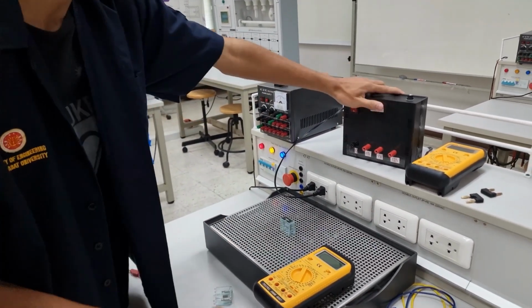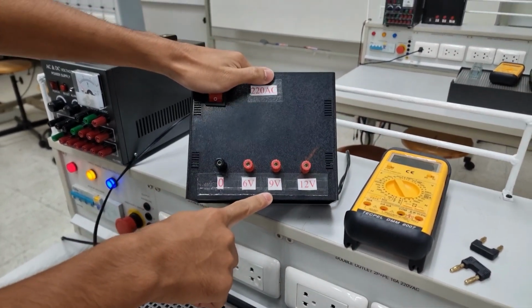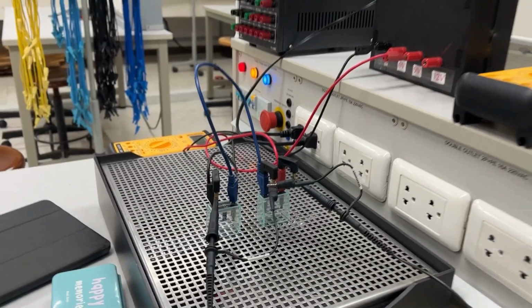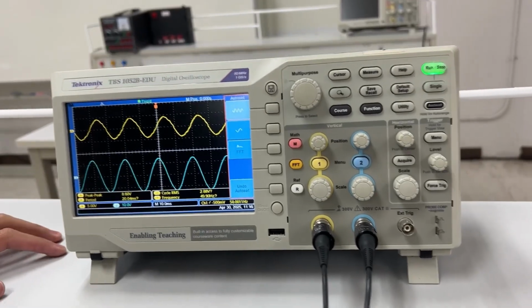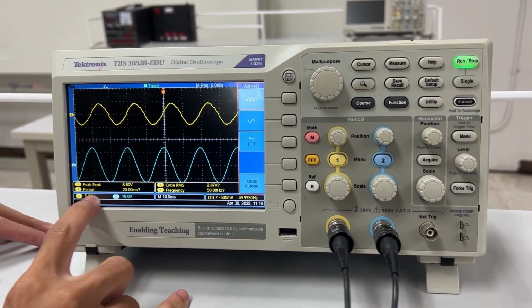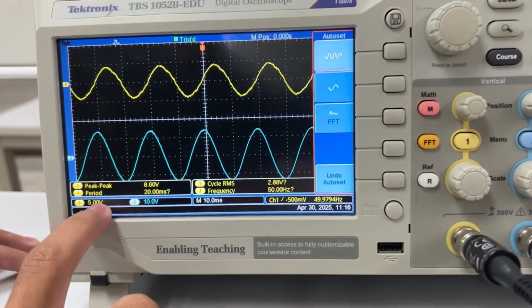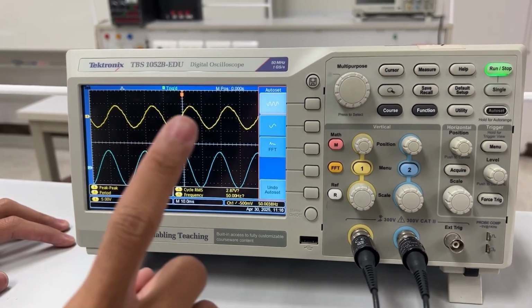This is an AC voltage source which we will use 9V RMS. Once all components are connected, we will move to the oscilloscope to observe the output waveform. The yellow waveform is the output of the resistor, and the blue waveform is the output of the capacitor.